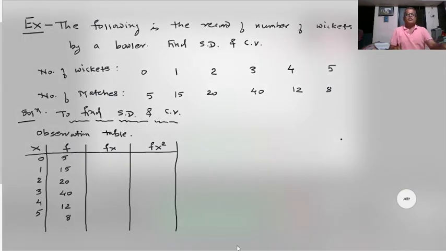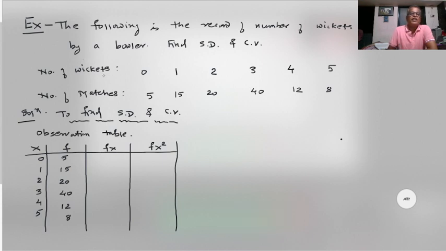To find standard deviation and coefficient of variation for a discrete frequency distribution. So this is the example of discrete frequency distribution. Given data is number of wickets. Example: the following is the record of number of wickets taken by a bowler. Find standard deviation and coefficient of variation.